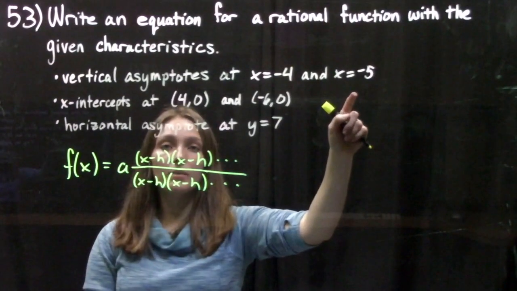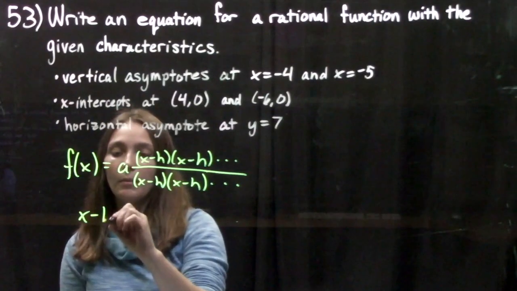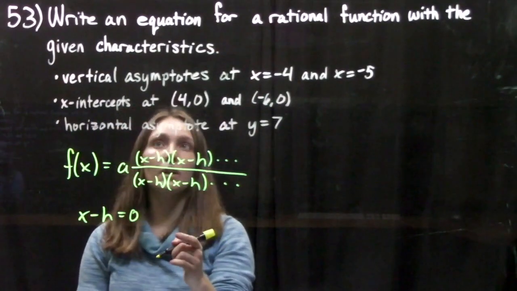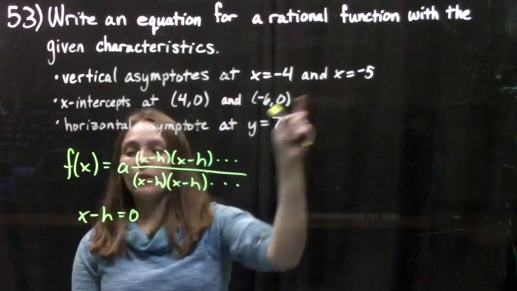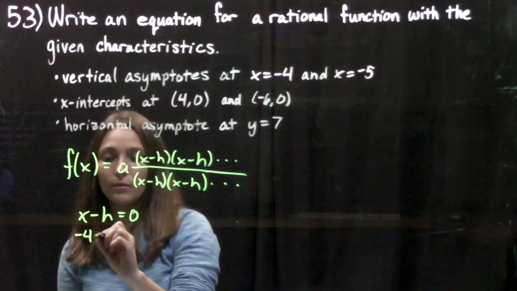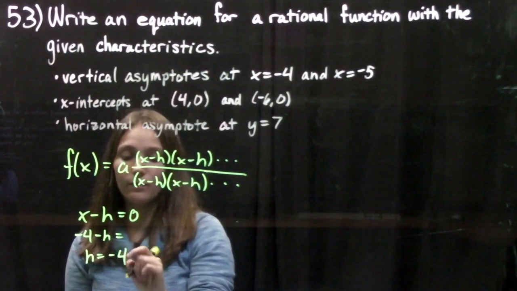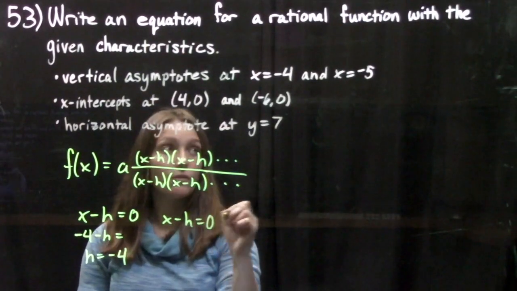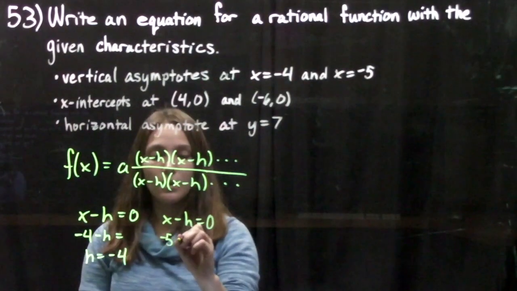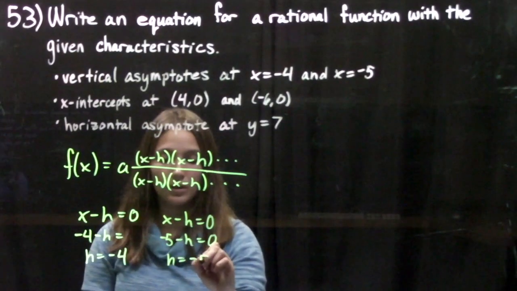So we have vertical asymptotes whenever the denominator equals 0. That means that x minus h equals 0, and we have these at x equals -4 and x equals -5. So we can say -4 minus h equals 0, so we have that h equals -4 for one of these. And we'll also have x minus h equals 0 for x equals -5, which means that we'll have h equals -5.